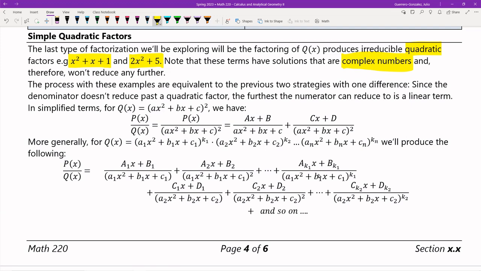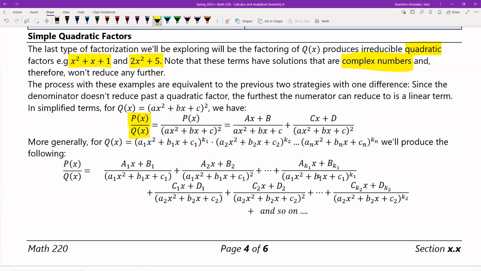The answer is we handle them just like we did before. There's just one more caveat. Again, we're going to simplify it first. We're going to look at when the bottom, q of x, comes down to an irreducible quadratic factor, so some ax squared plus bx plus c where we can't reduce it anymore. And let's just say that it's squared. Then the p of x can be whatever it wants, but the q of x can now reduce down to this.